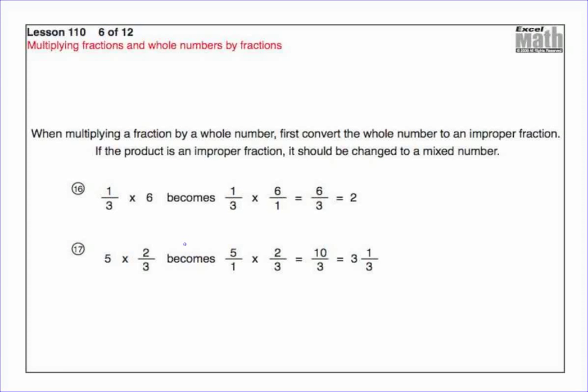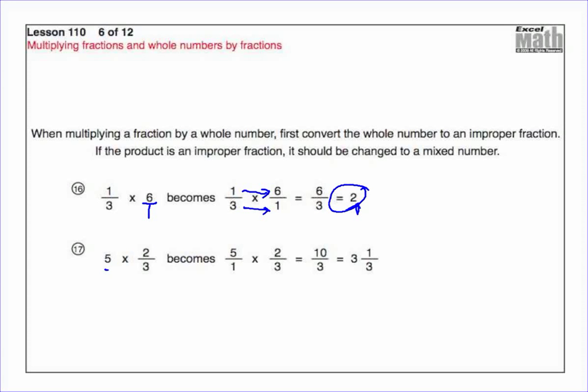And here is how to multiply a fraction times a whole number. Well, the whole number can be written as a fraction just by sticking a 1 underneath it. So 1/3 times 6 becomes 1/3 times 6/1. Then you multiply straight across. 6 times 1 is 6. 3 times 1 is 3. And notice they changed it into a whole number because 6/3, or 6 divided by 3, is equal to 2.